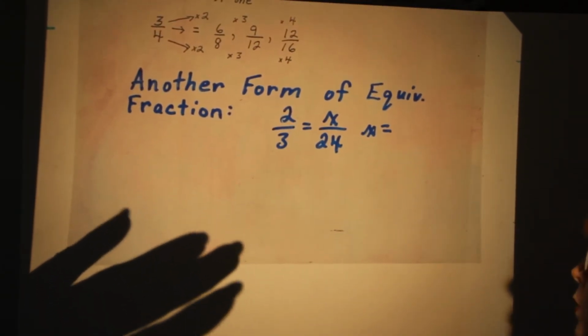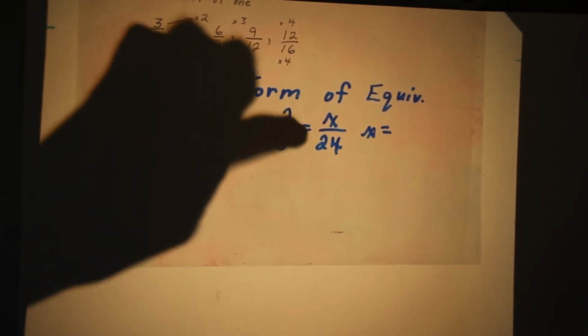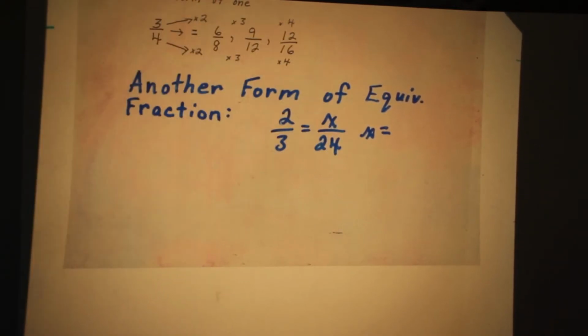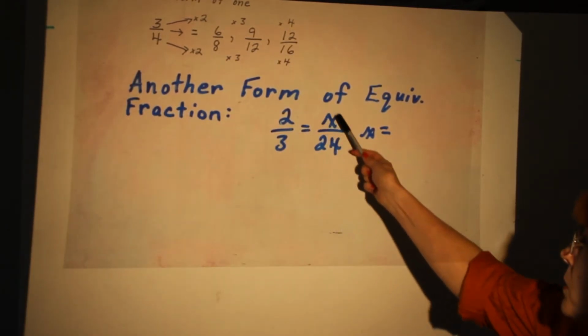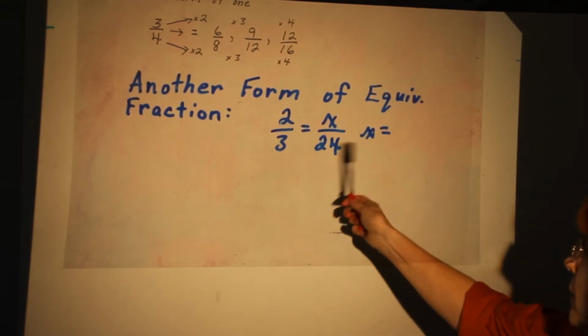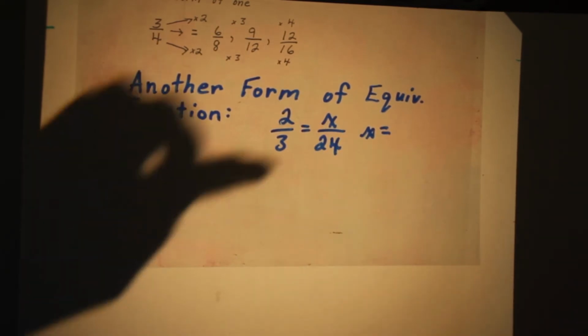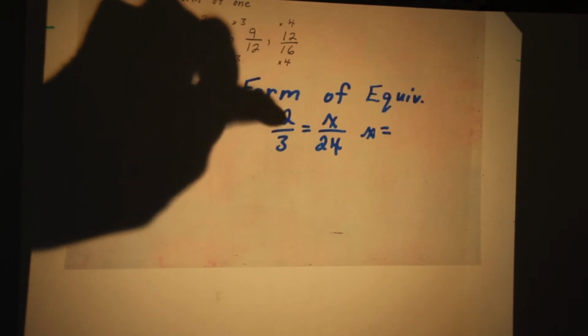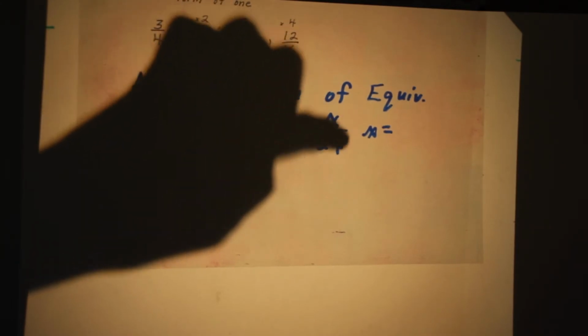Another form of equivalent fraction. 2/3 equals x over 24. Now, I have x with a tail, not x as in a multiply sign. Always put a tail on the variable. Don't leave it looking like a multiply sign. There's an equal sign in the middle. So 2/3 equals x over 24.